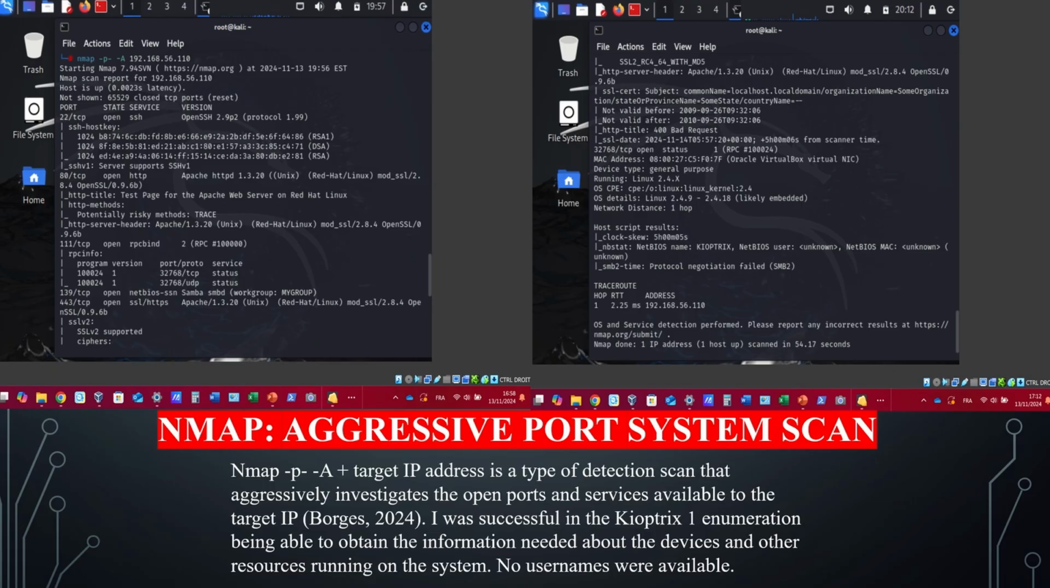Nmap switch P switch capital A plus target IP address is a type of detection scan that aggressively investigates the open ports and services available to the target IP. I was successful in the Objects 1 enumeration, being able to obtain the information needed about the devices and other resources running on the system. No usernames were available. The scan gave me information specifically about each open port, detailing what is potentially a risk and what protocol is being run with each port and the program version.